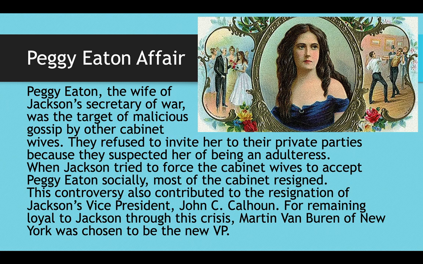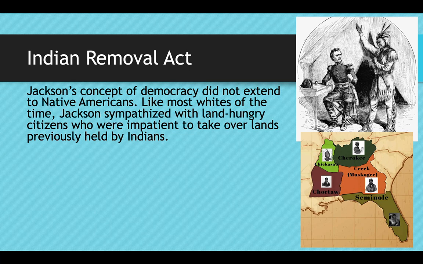His vice president was John C. Calhoun, and for the rest of Andrew Jackson's presidency, he replaced John C. Calhoun with Martin Van Buren of New York. He was chosen to be his new vice president because he had remained loyal to Jackson throughout this entire crisis.